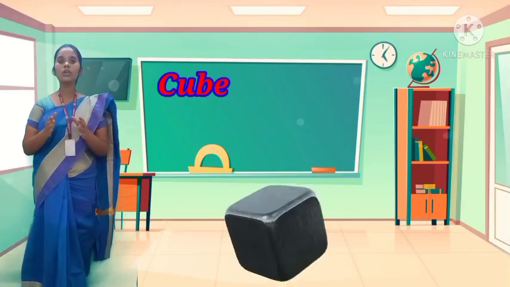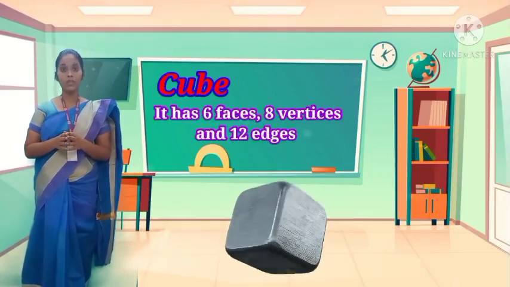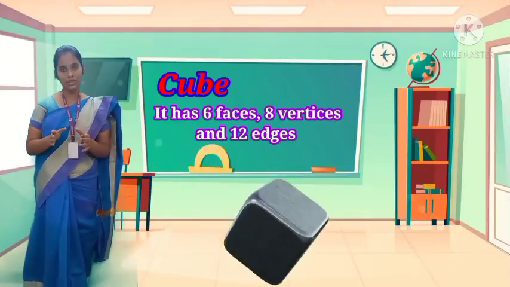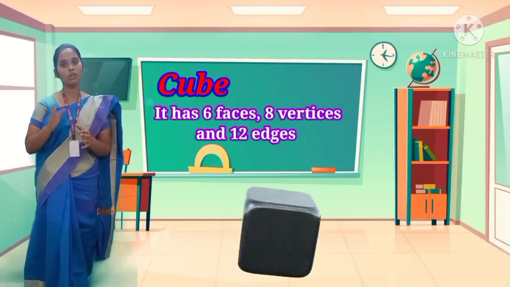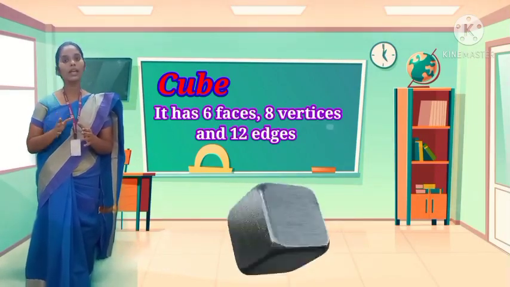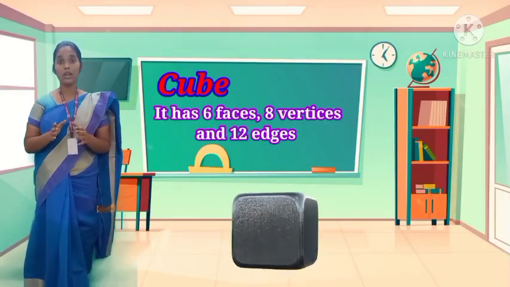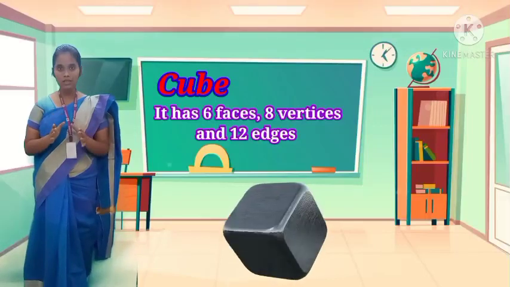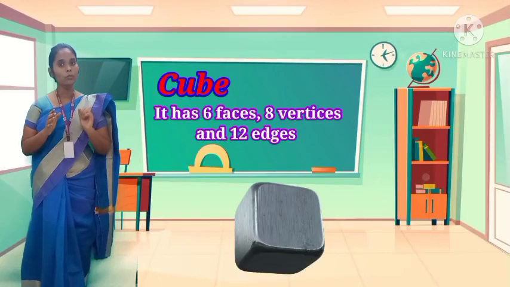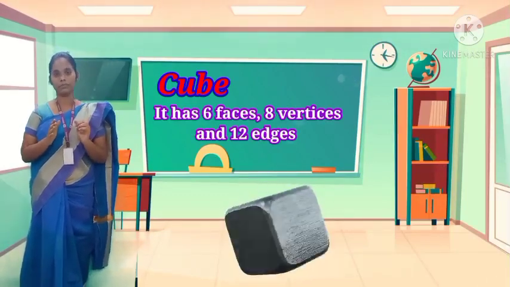Like cuboid, cube is also a 3D shape. It also has 6 faces, 12 edges, 8 corners or vertices. But in a cube, each face looks like a square.